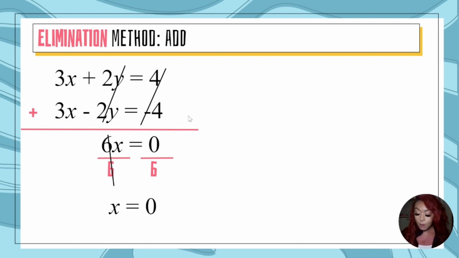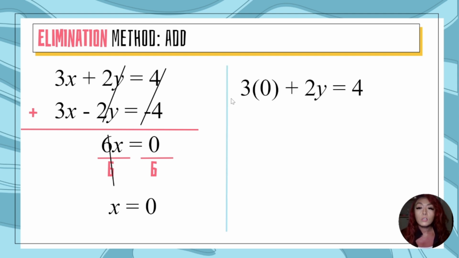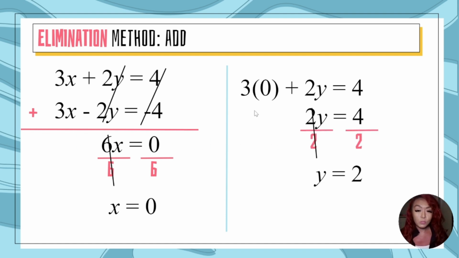Now remember, now we have our x value, but we need to find our y value. So you can choose either of the equations and substitute your x value into that equation. So I chose the top one. We're going to substitute 0 for x. We get 2y equals 4. Divide both sides by 2. And we get y equals 2. So our solution is (0, 2).